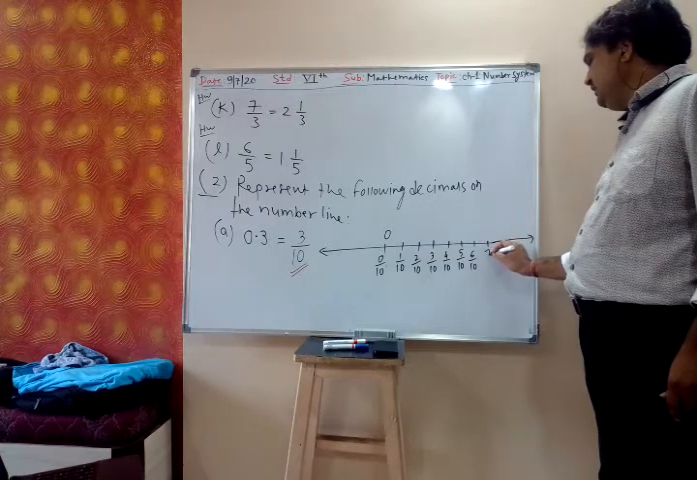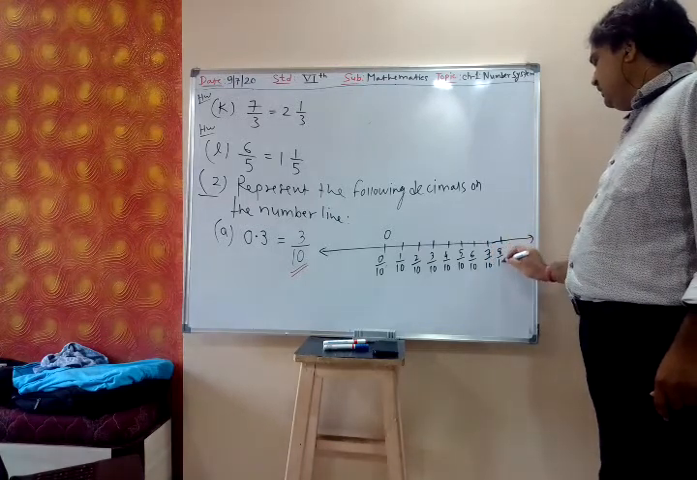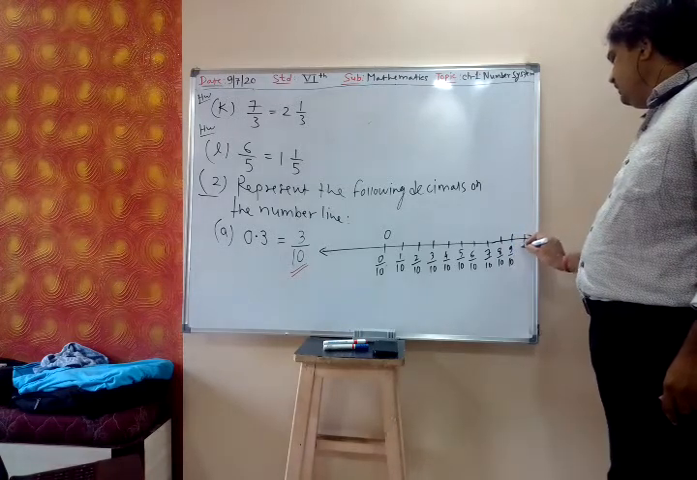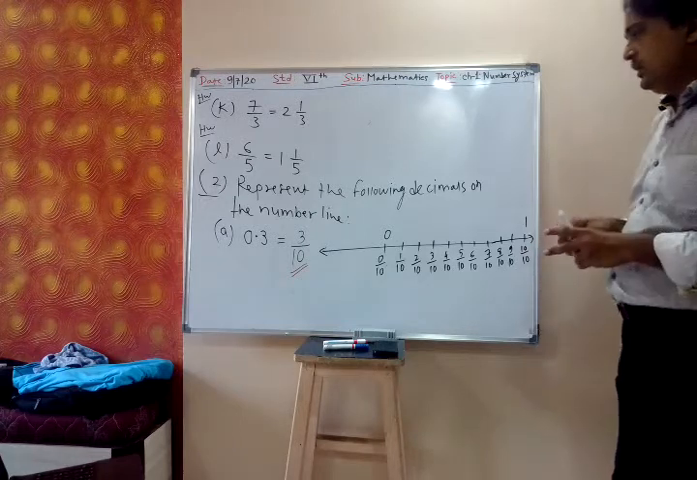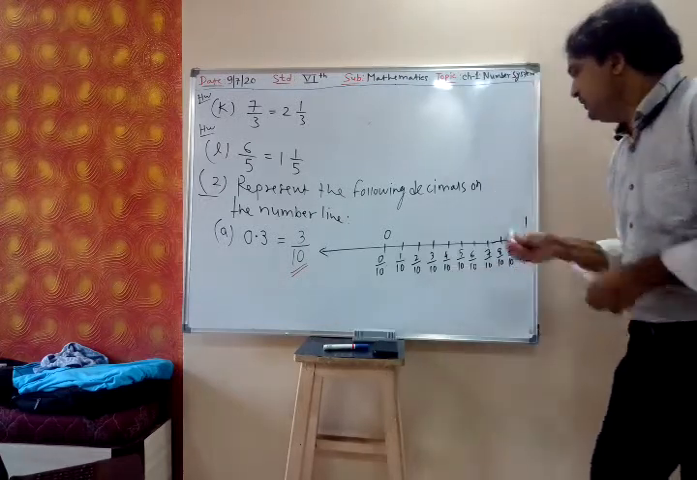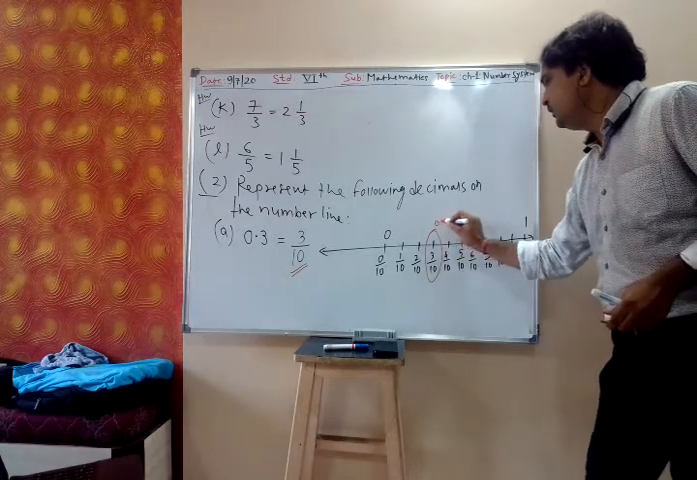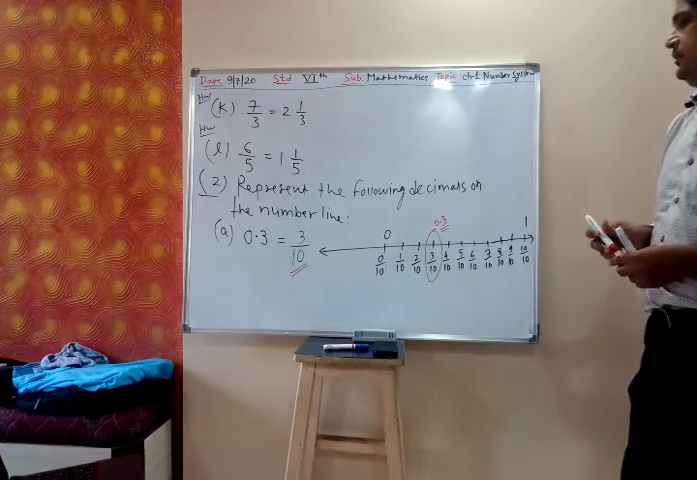6 upon 10, 7 upon 10, 8 upon 10, 9 upon 10. Then 10 upon 10, which is the same as 1. So 3 upon 10. This is my 3 upon 10. This is my number 0.3, which I can write as 3 upon 10.